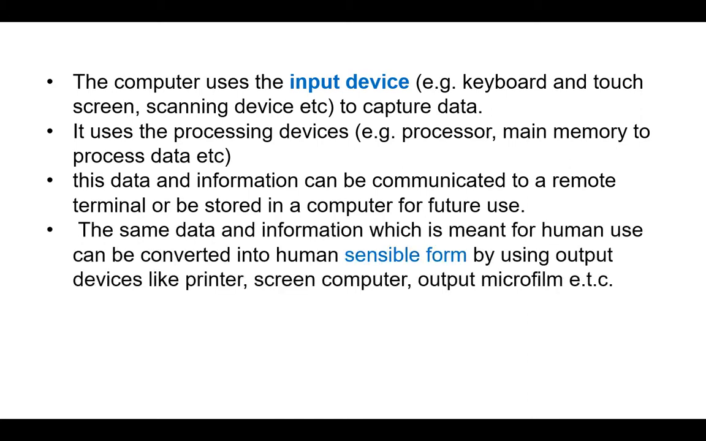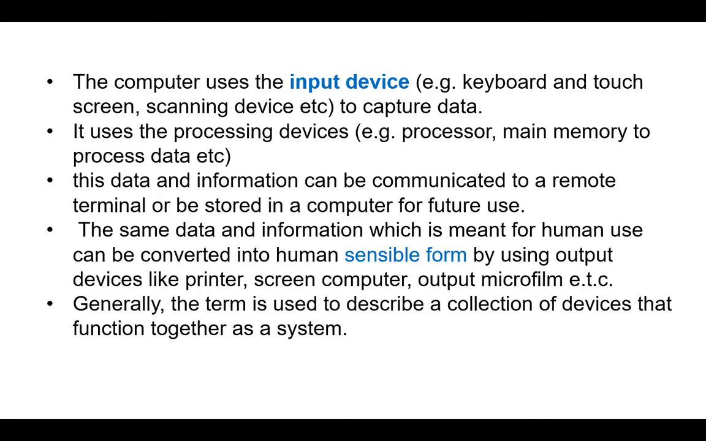So the same data and information which is meant for human use can be converted into human sensible form by using the output devices like the printer. We have the screen of the computer, and then we also have the output microfilm. The output microfilm, I'm sure you have seen something like this, those films that are used sometimes in cameras. I'm sure you've seen something like this before.